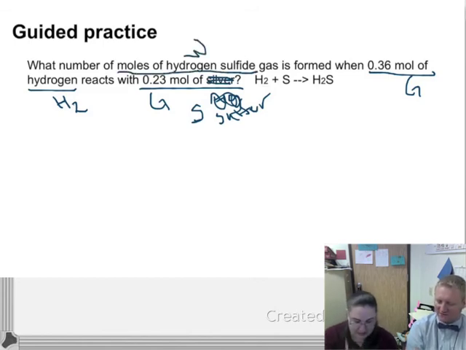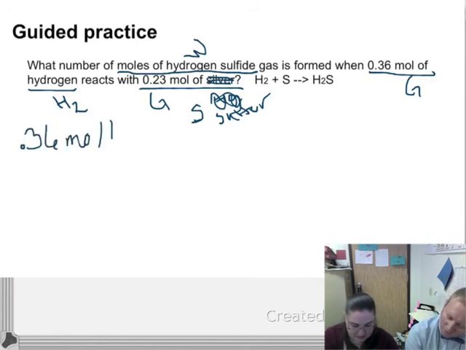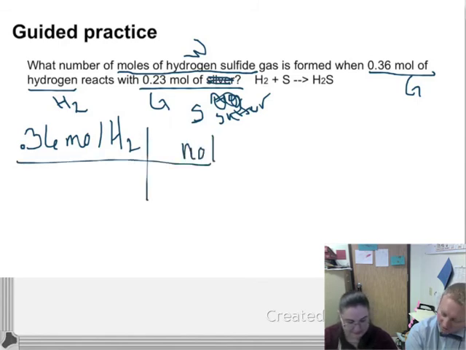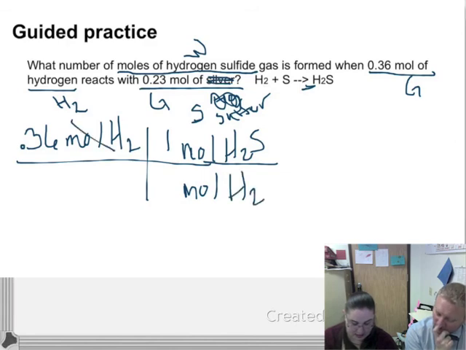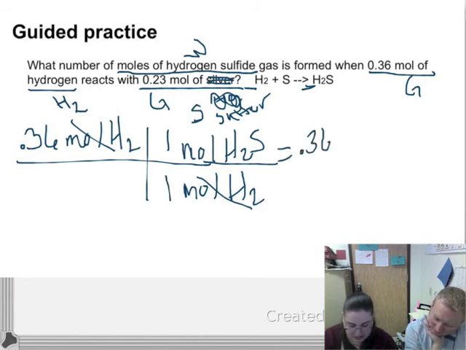Moles of hydrogen sulfide is definitely what we're looking for. So again, what we're starting with, H2. We want the moles of hydrogen sulfide, H2S, and there's no coefficient next to that H2S, so we just write a 1. Moles of H2 is what we were given, so that cancels out. And there's nothing there again, so that's nice. So this is 0.36 moles of H2S.